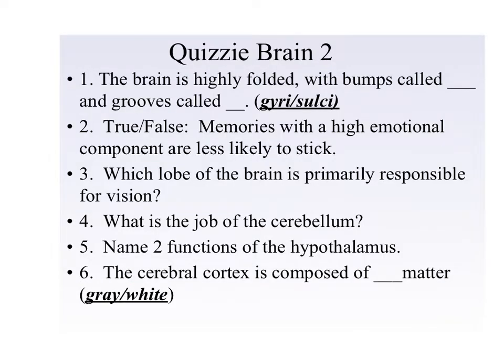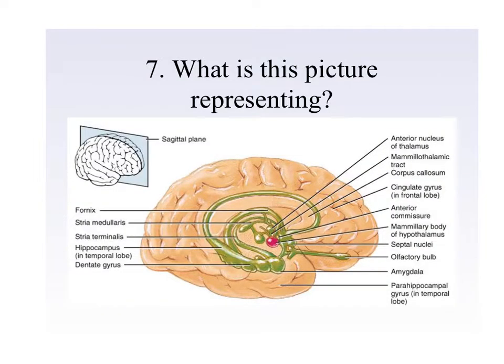And our quizzy brain number 2. So of course I'm going to ask you some questions, and let's see if you get them right. And I guess this would be quizzy number 3, because what is this picture representing? What is this a diagram of? Let's see if you get it right.